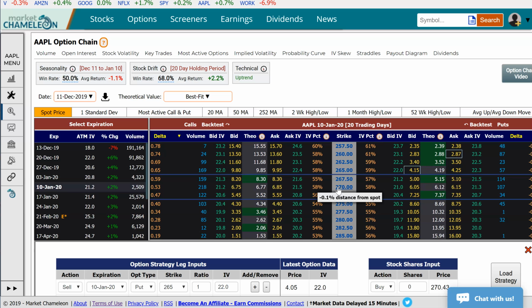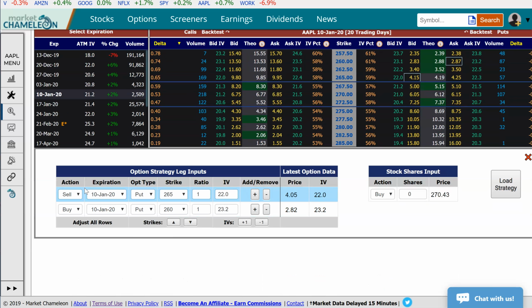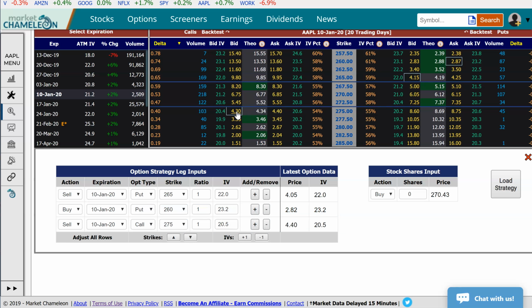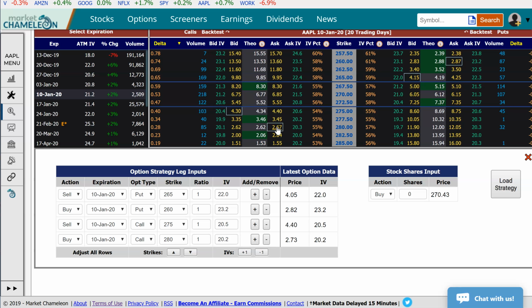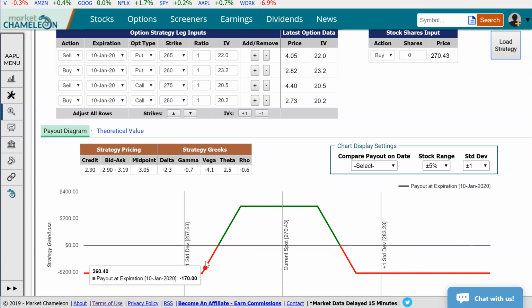And I'm going to do the same thing with the call spread. Over here right now, you see this is selling the put spread. Now let's do the call spread. I'm going to go up $5. Same thing, I'm going to sell the 275 call, and I'm going to buy the 280 call over here. Now we have all four legs. You see here, it's selling the 265, 260 put spread and selling the 275, 280 call spread. Here are the prices. So let's load that up to see what the payout diagram looks like at expiration.